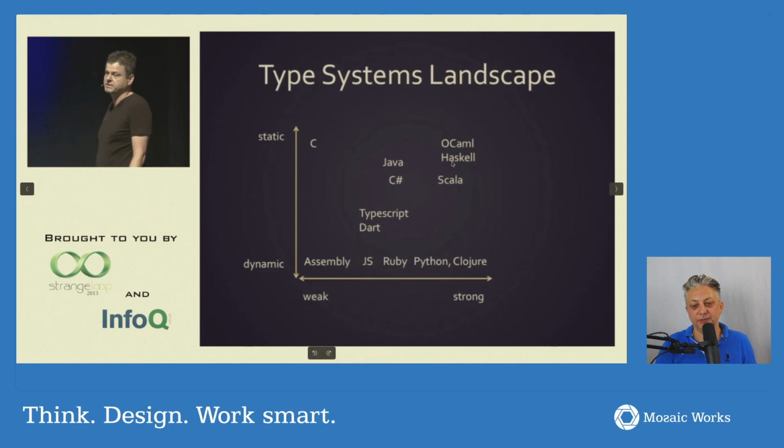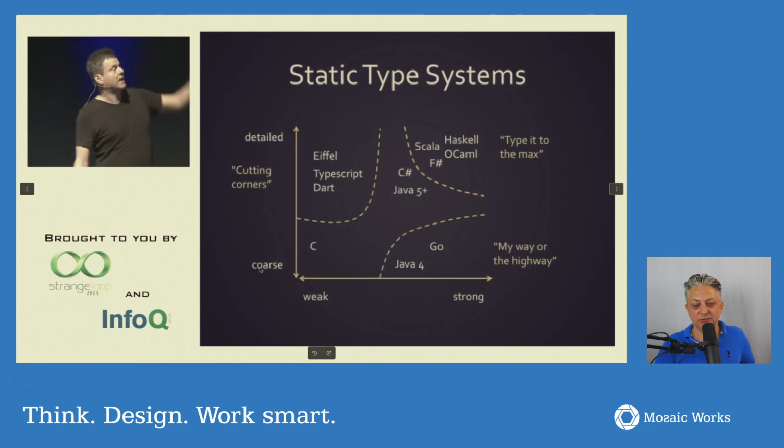And on top, Java and C# are somewhere in the middle. C++ could probably be anywhere here, depending on how you use it. It can be, well, maybe not weak dynamic, but it can be in a lot of places around here, depending on how you use it. Scala tends to be here, Haskell and OCaml here. So OCaml and Haskell, very static, very strong typed. You need to use types for everything.